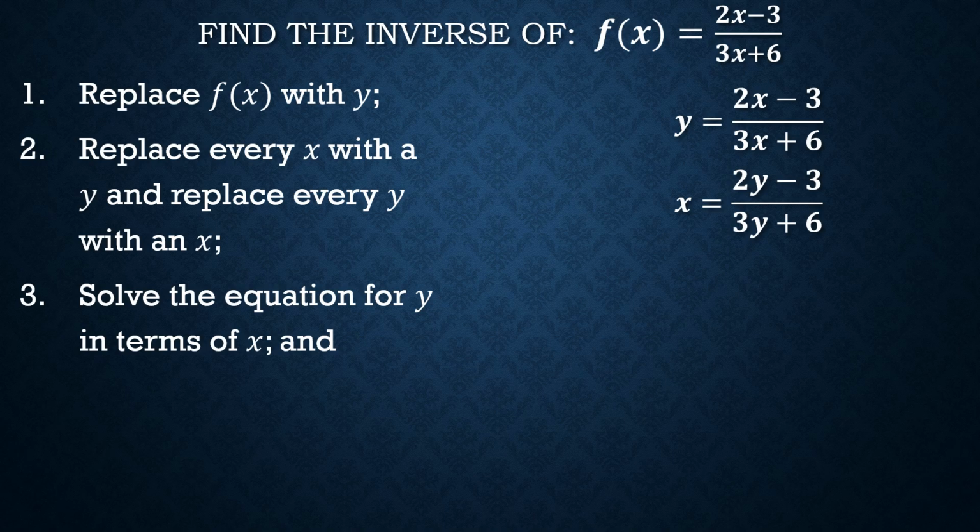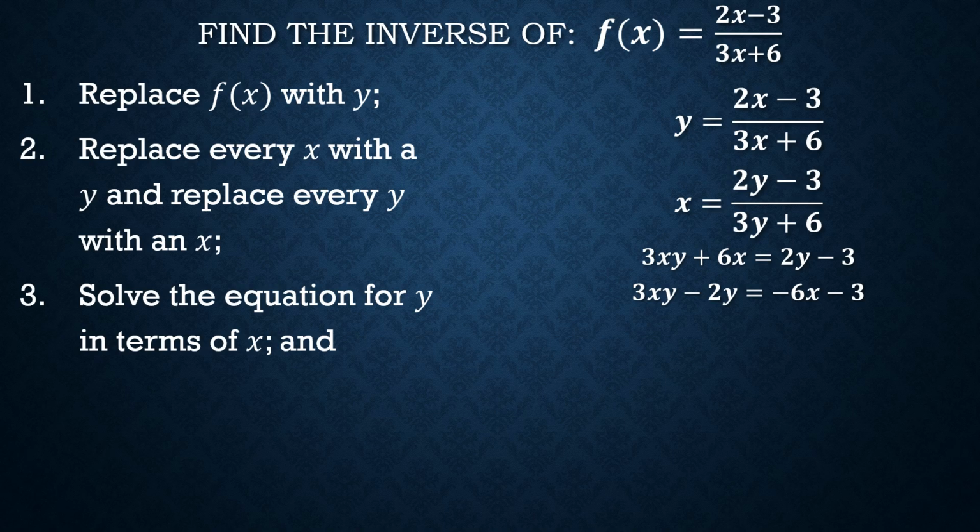Next, cross-multiply lang natin itong x at saka yung denominator. So, 3y times x, it's 3xy. And then, 6 times x, it's 6x. So, yan. Equals, copy lang ang numerator na 2y minus 3. And then, lahat ng may y, ilipat natin sa isang side, and lahat ng walang y, sa other side. So, magiging 3xy minus 2y equals negative 6x minus 3.